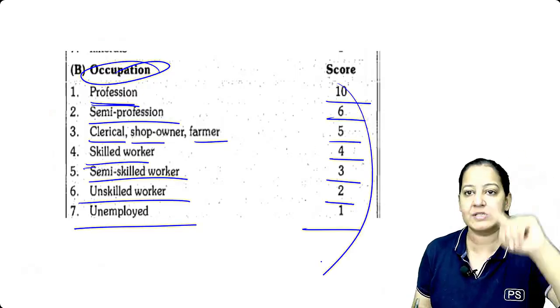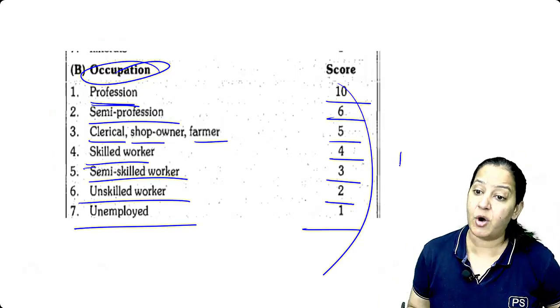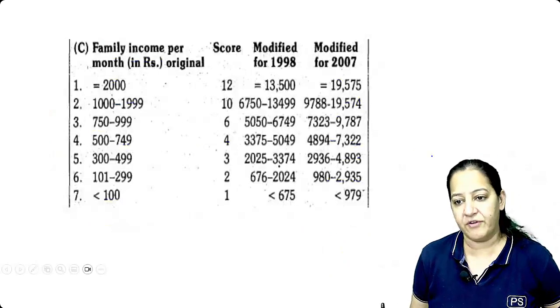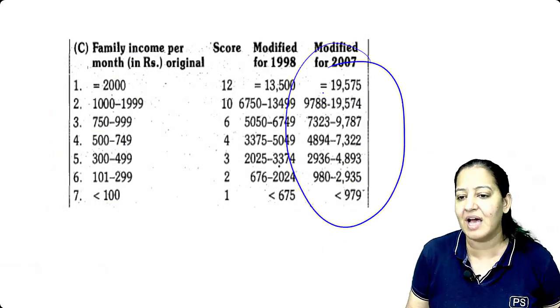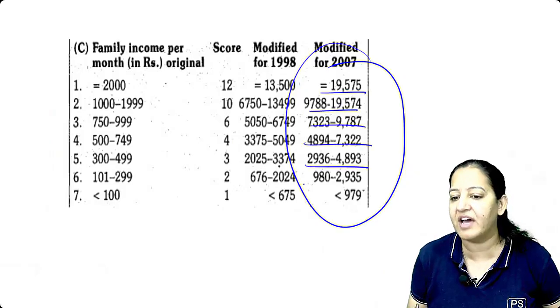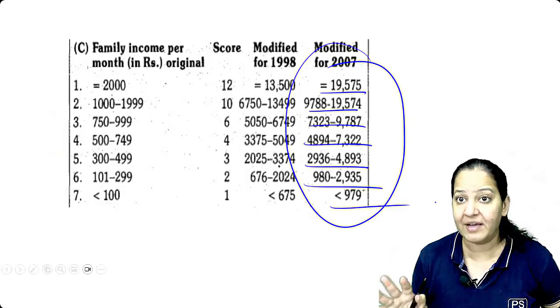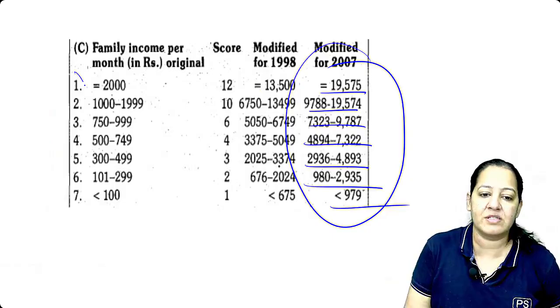So pick one of the scores based on the occupation of the head of the family. Now, what is the income of your family? Every year these guidelines are modified. Don't learn, just have a look. This is the monthly income of the entire family. So in which range does the income of the entire family come? Pick one of the scores from that.